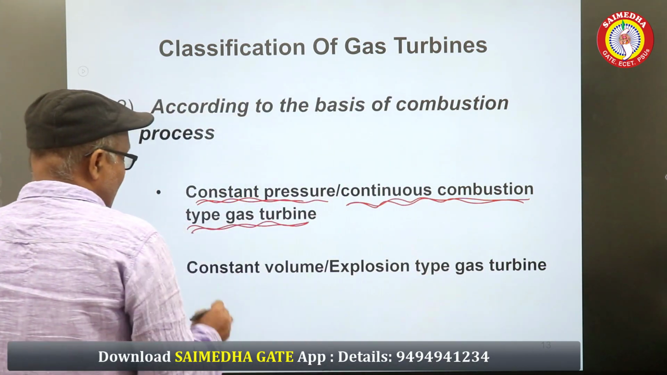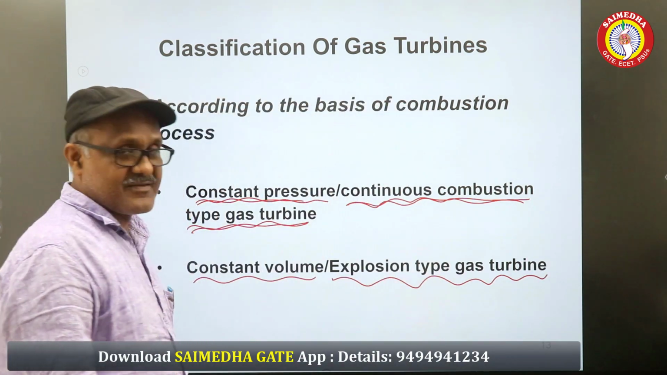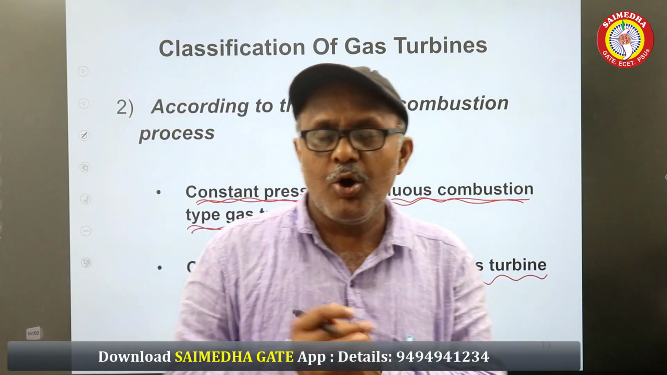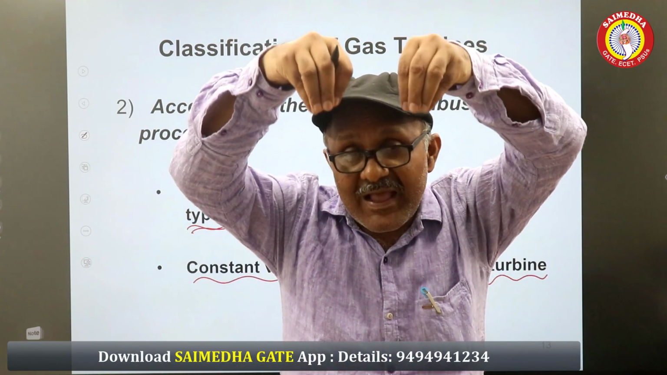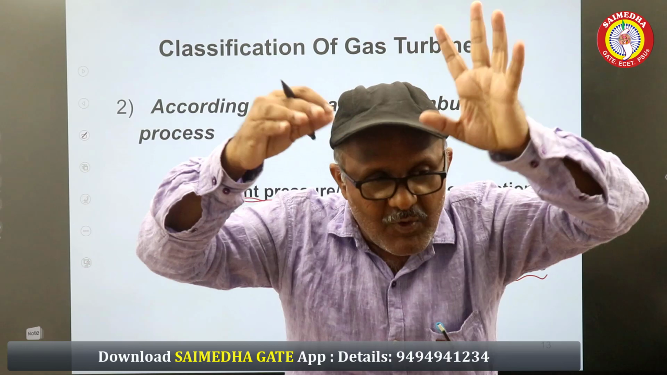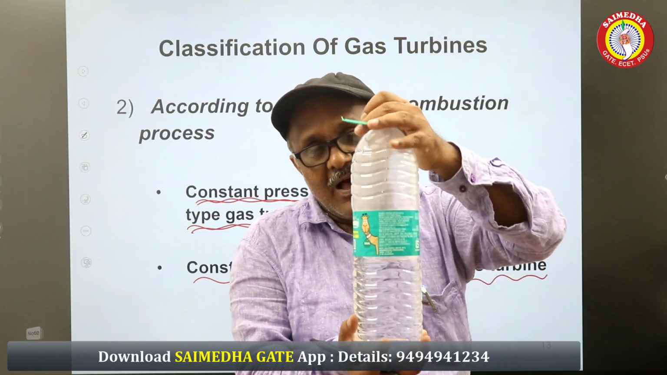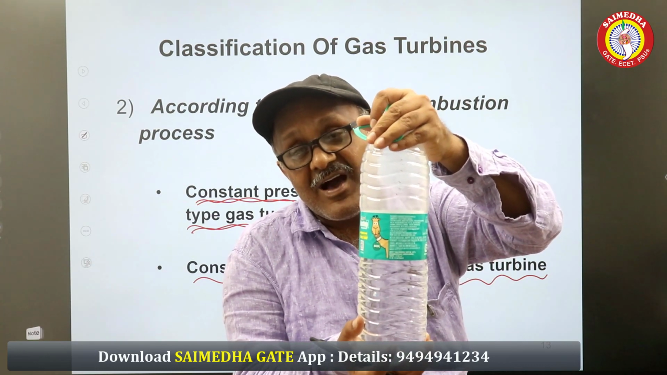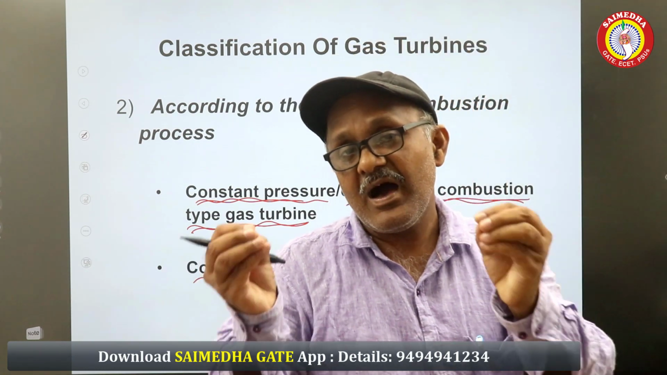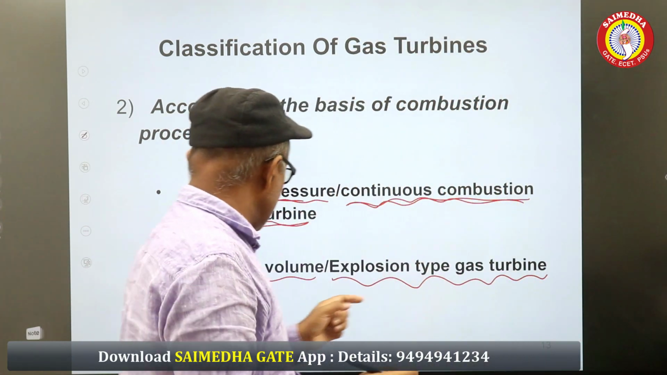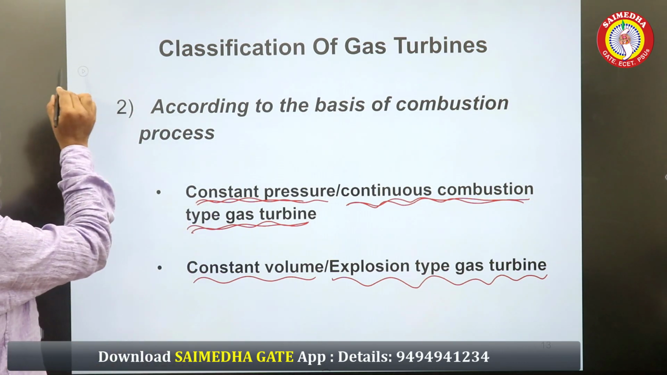Next one, constant volume or explosion type gas turbine, my dear students. So in the combustion chamber, the combustion process takes place at nearly constant volume. For example, it is a bottle. I am filling the water in this bottle, so this is a constant volume. Okay, so the combustion takes place at a constant volume. That cycle is called constant volume or explosion type gas turbine, my dear friends.